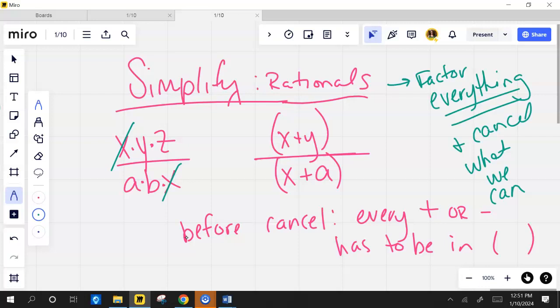When I say factor everything, I mean factor completely. I factor it, I look at the parentheses that I have, and I see if I can factor it any further. And then I look at those parentheses, and I see if I can factor it any further.